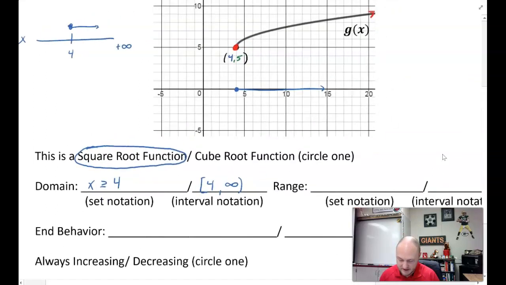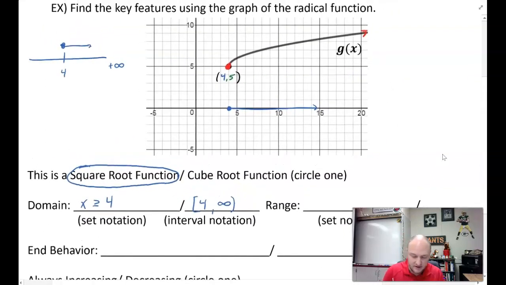Now range is the same idea, except instead of using our x values, we look at our y values. Our y values start here at 5. Again, I'm including 5, and then the y values are going up. They're increasing, right? I have a y value here that is 7, here that is 8, here that is 9. Albeit they're going up really slowly, but eventually they will reach positive infinity.